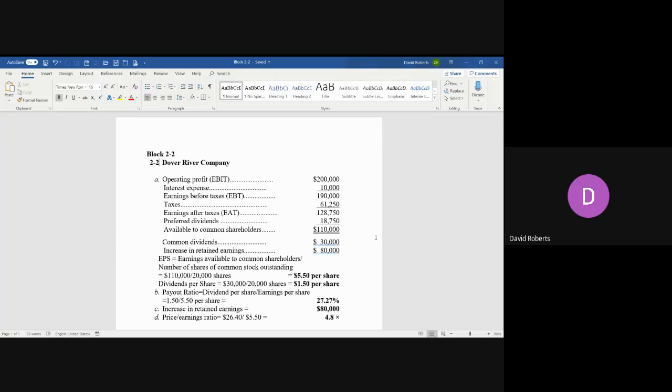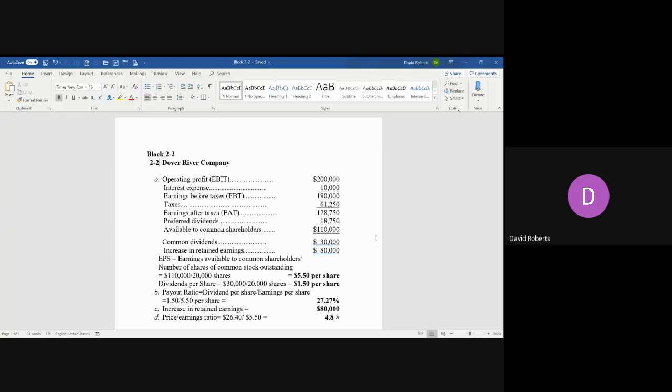We're then able to determine the earnings after tax of $128,750. We also are going to pay out some dividends to our preferred shareholders of $18,750. And so we have $110,000 available to pay out for common shareholders. You're going to pay the common shareholders the $30,000 that's indicated in the question.